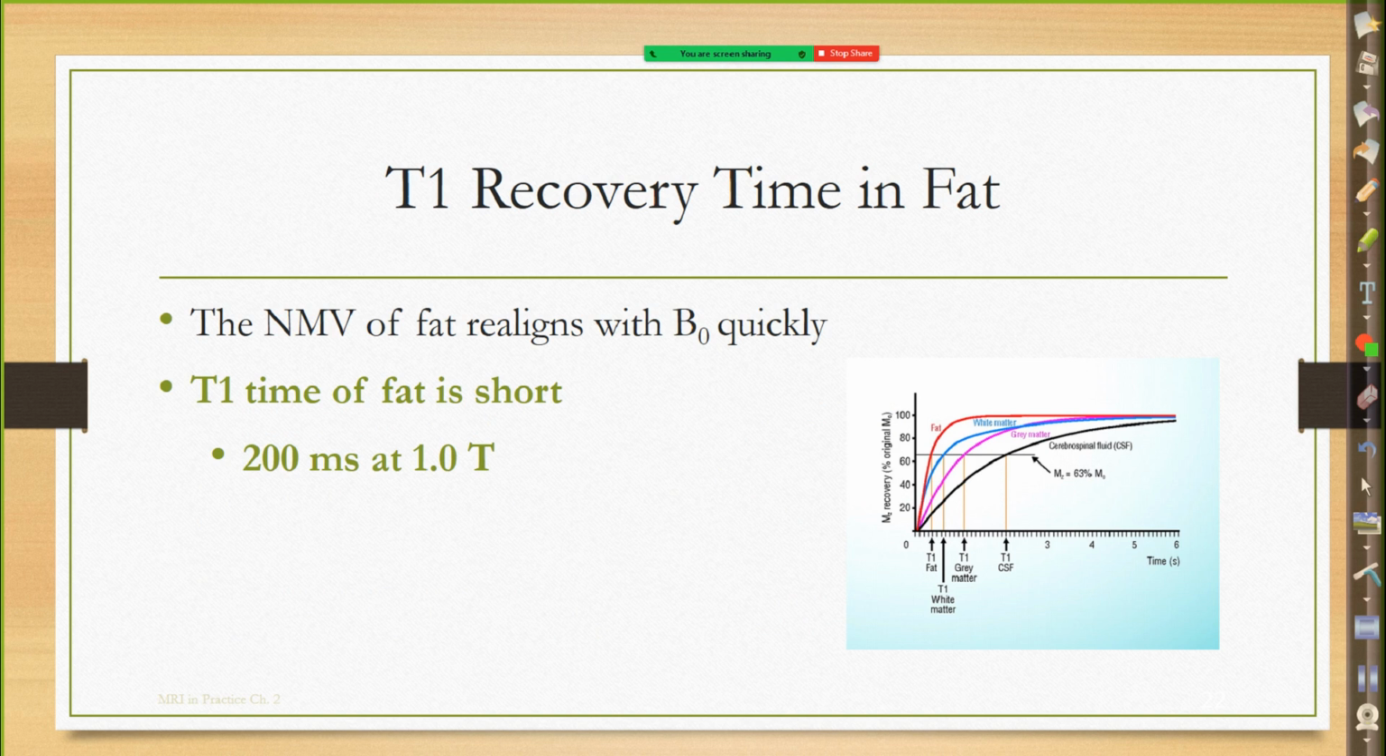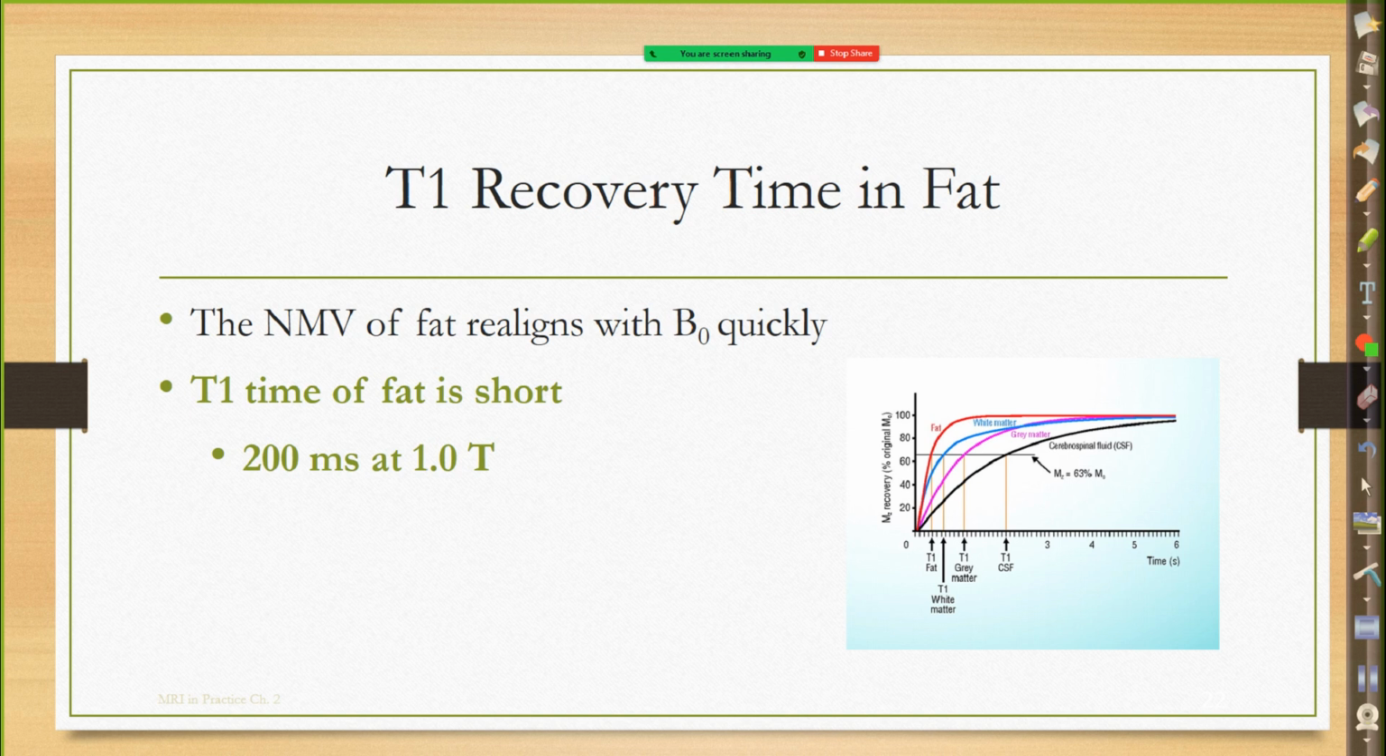So here is a T1 recovery graph with all different types of tissue. We have fat, white matter of the brain, gray matter of the brain, and CSF, which is water. And you can chart how fast each reaches that 63% threshold. Here is the time in milliseconds. It's all based on our static magnetic field, because that's incorporated into our Larmor frequency, our Larmor equation.